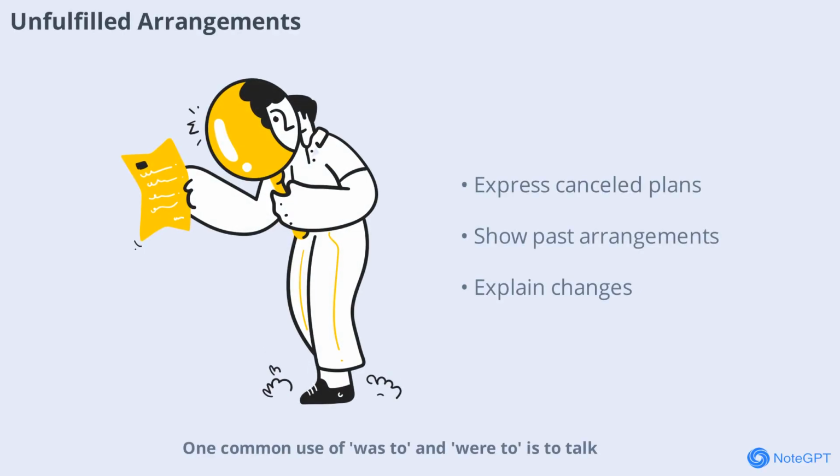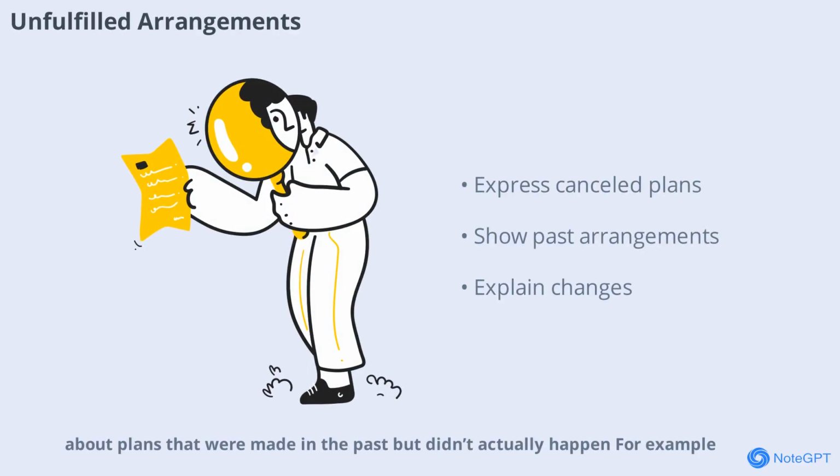A common use of was to and were to is to talk about plans that were made in the past but didn't actually happen. For example, imagine you had a meeting scheduled for yesterday, but it was postponed. You could say, the meeting was to take place yesterday, but it was postponed. This structure clearly shows that the arrangement was made, but something changed. It's a useful way to explain why something didn't happen as originally planned.